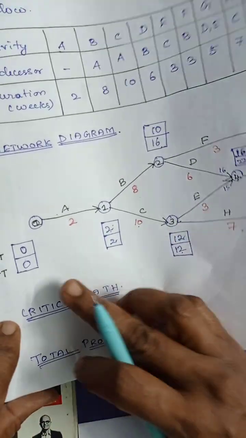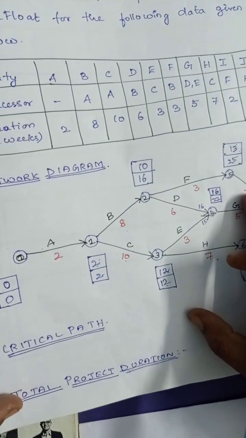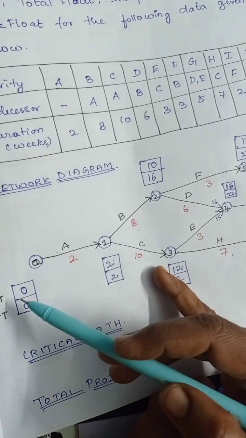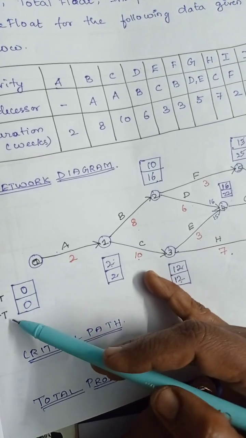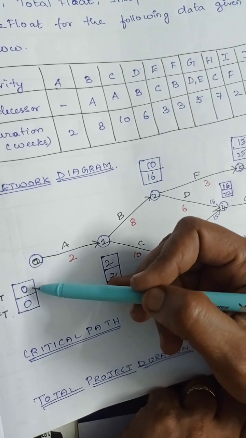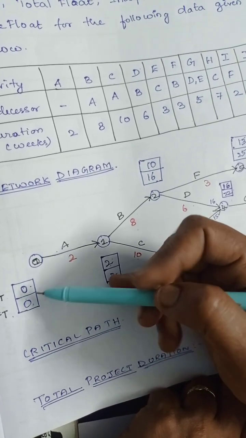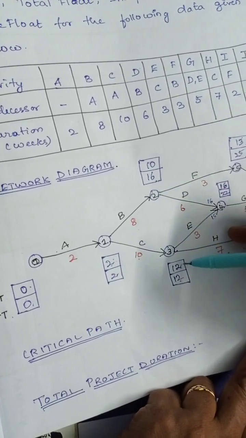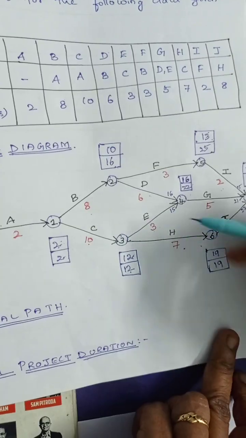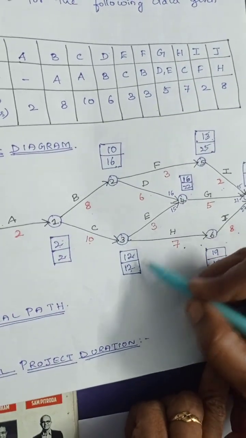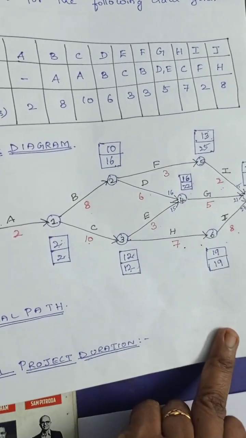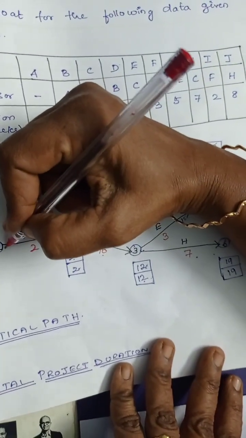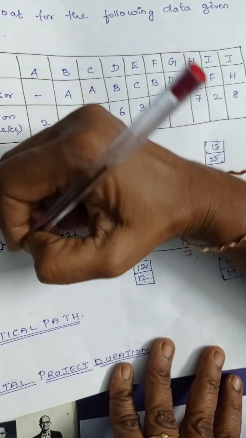Next we have to find out the critical path. From this network diagram you have to find out the critical path. The critical path is that path which has common EST and LFT. So here we have EST as 0 and LFT as 0. Similarly here 2 and 2, here 10 and 16. So you have to choose another one, 12 and 12. So this is the critical path, the path which has the common EST and LFT.